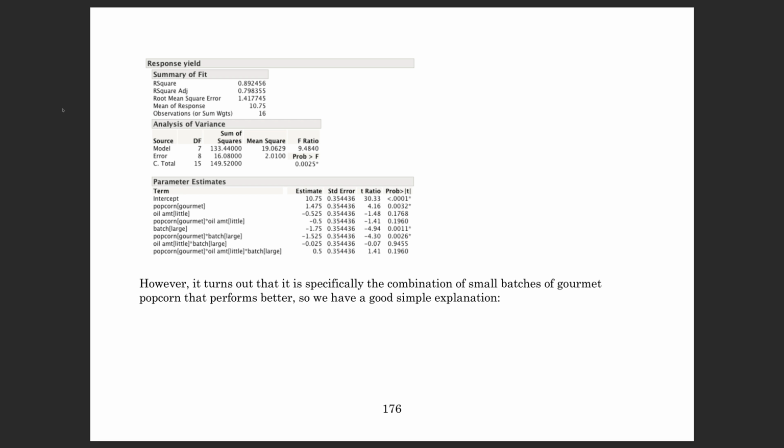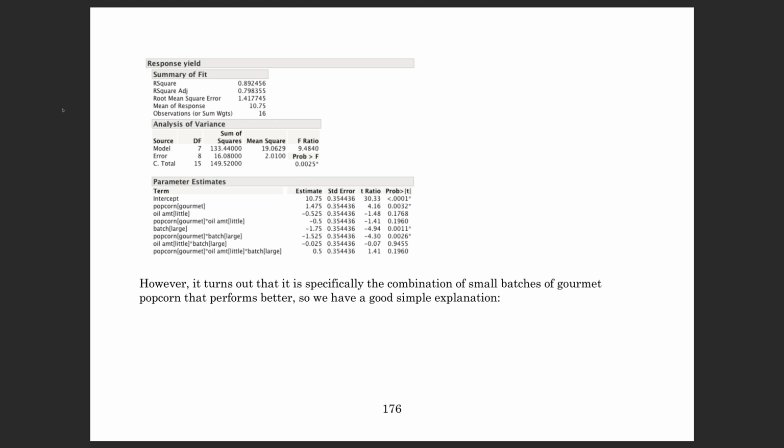In this particular case, we have these three factors. We have popcorn, with two types: gourmet and normal. We have two amounts of oil, little and large. We have two batch sizes, little and large. So if you think about it, that means there's 2 times 2 times 2 combinations, which is 8. If you look at what's written up at the top, we actually have 16 observations. So that means we have 2 replicates, so we can actually test whether or not we have lack of fit. I'm not going to show that part here for simplicity.